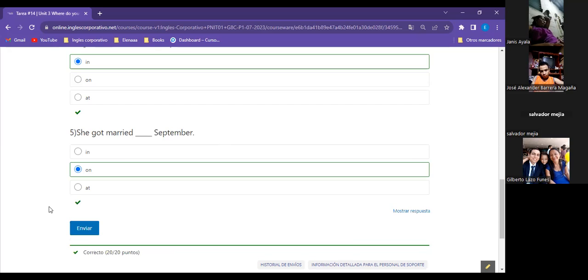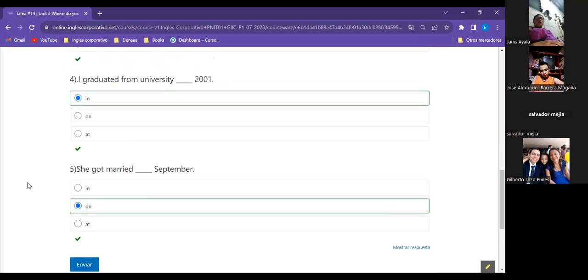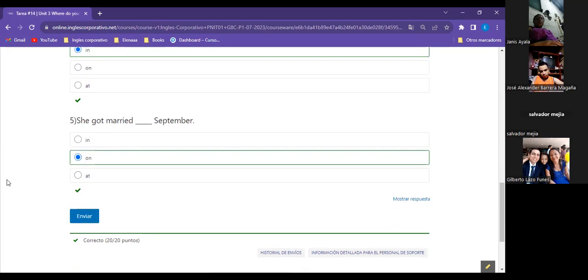Revisemos ahora. Now it's okay. ¿Sí? ¿Se comprendió por qué es on? Yes, is it clear? ¿Y se comprende acá por qué es in? Sí. Vale, esta es la 4, sí. La 5, ¿por qué no? ¿Qué pasa ahí? ¿Cuál es nuestra duda? Cuando vemos la pirámide, el mes está en in.